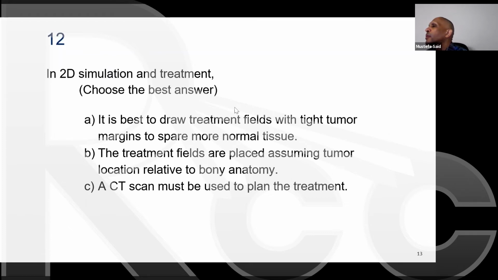This is especially about moving from 2D, 3D to IMRT. Let's look at this wrong answer. A, it is best to draw treatment fields with a tight margin. That's for IMRT, because it's intensity modulated radiation therapy, and we have IGRT going on, so we could make our margin very, very tight there for the IMRT. A CT scan must be used to plan the treatment? It doesn't hurt, but it's not a must. You could just use orthogonal X-ray and create your 2D planning. So the answer is B.